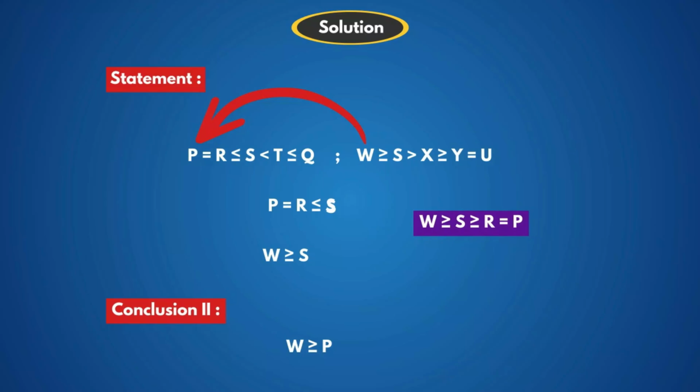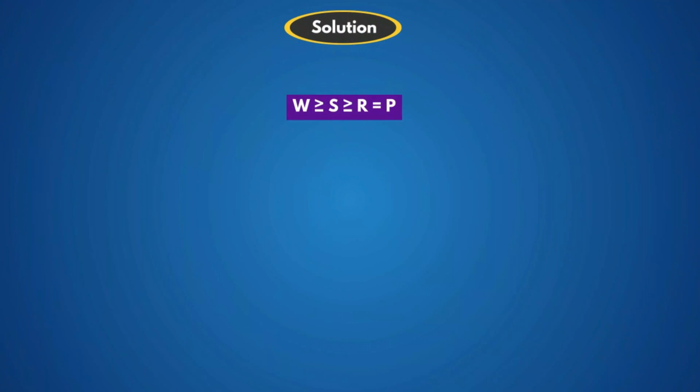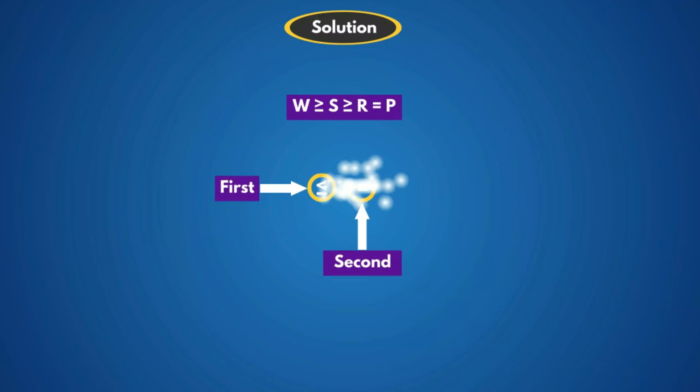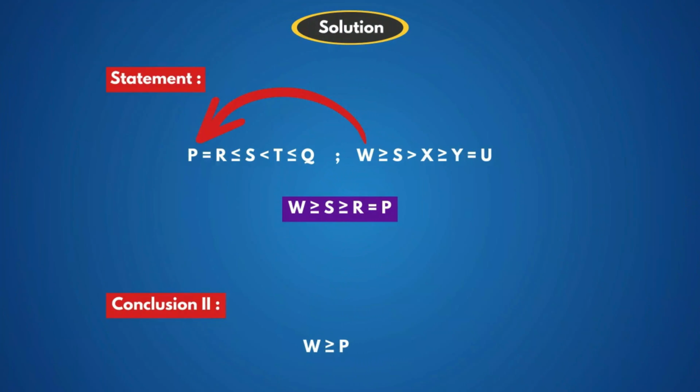So we can write this W greater than or equal to S greater than or equal to R equal to P. Here we can observe that from W to P, we have these greater than or equal to symbols. We will give first priority to the greater than or equal to symbol and then second priority to the equal to symbol. So we can write this W greater than or equal to P. So conclusion 2 is true.